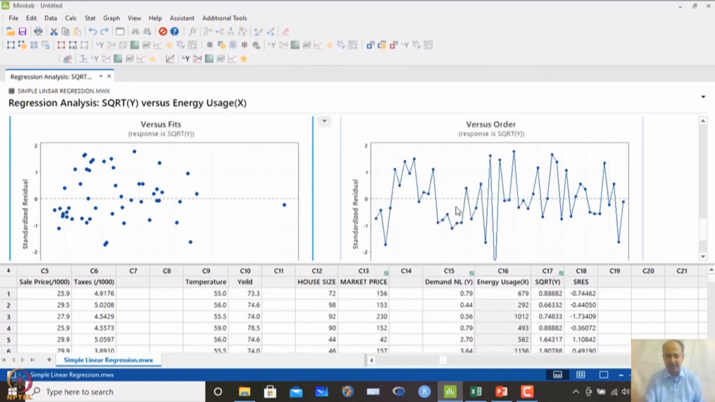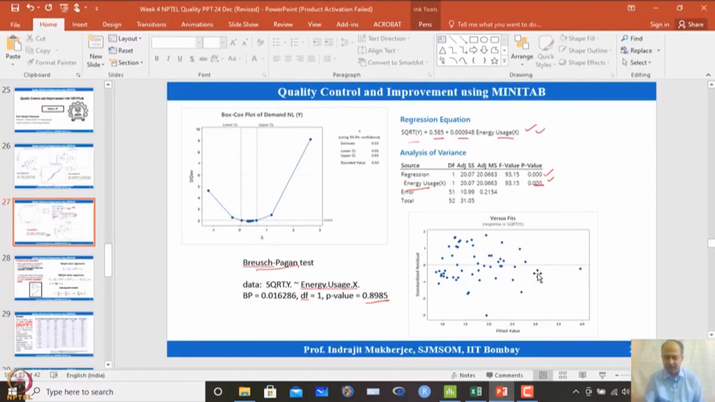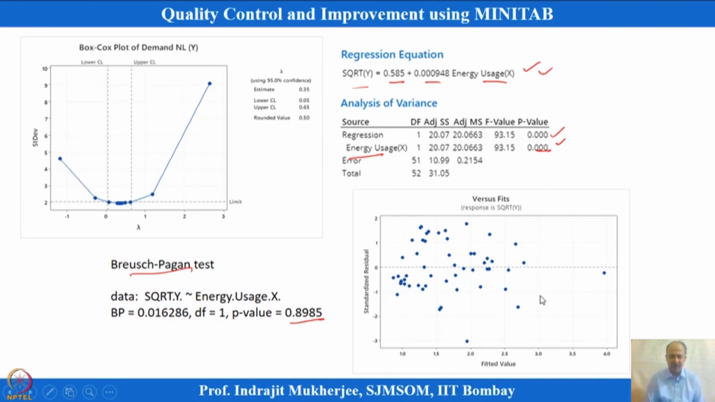We have done the Durbin-Watson test for autocorrelation with the transformed data and the residuals that we generated, and we have also seen that the Breusch-Pagan test does not show significance. After the square root transformation, the Breusch-Pagan test value is 0.8985, which is more than 0.05, and that indicates that the problem of heteroscedasticity is removed by using a Box-Cox transformation here.